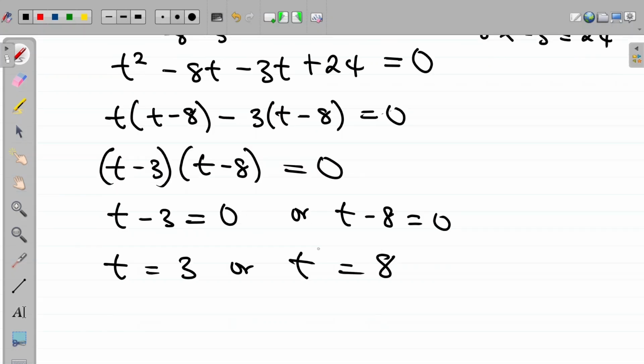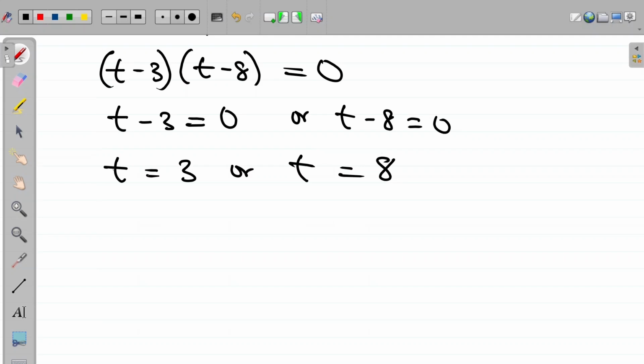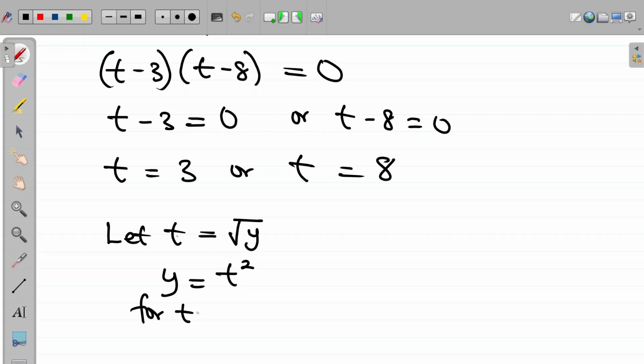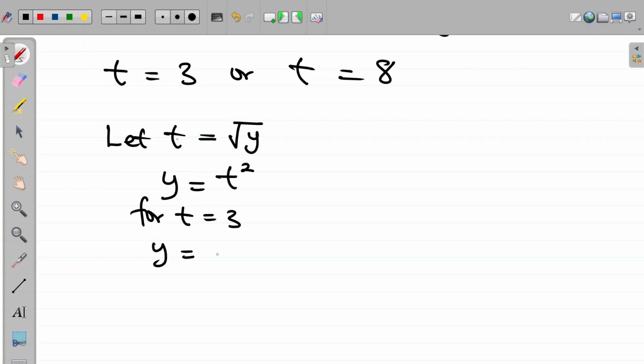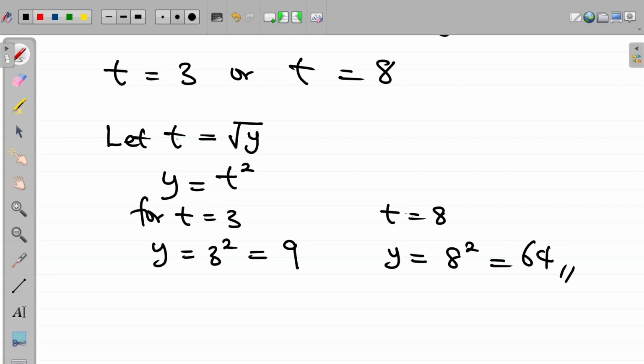But do not forget that we made a substitution that let t be equal to root of y. So from here, y is equal to t squared. So for t equal to 3, y will be equal to 3 squared, which is equal to 9. Also, for t equal to 8, y is equal to 8 squared, which is equal to 64. That is the answer.